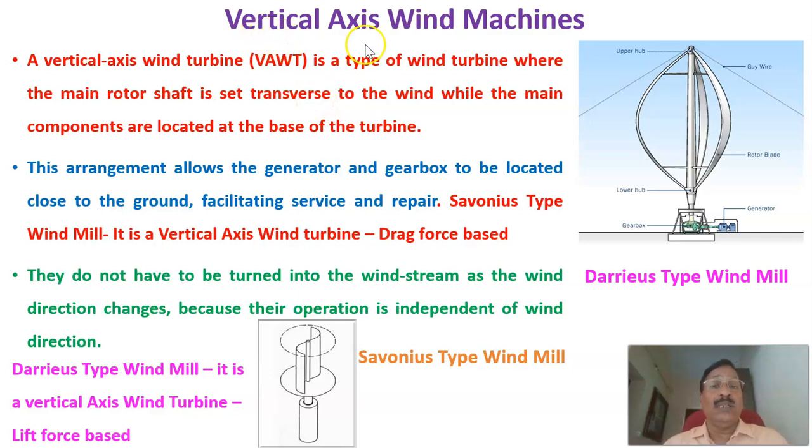Now let us see the vertical axis wind machine. As we have already explained, in a vertical axis wind machine the axis of rotation is vertical.